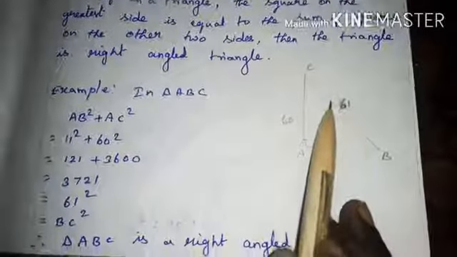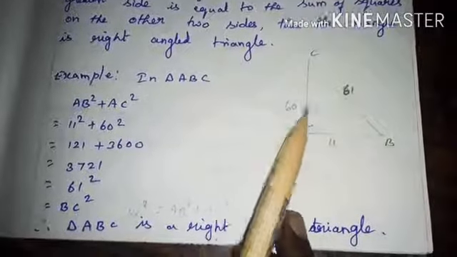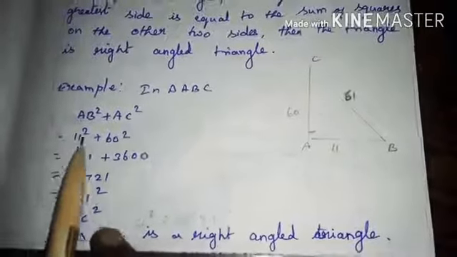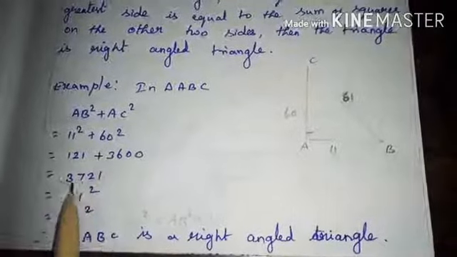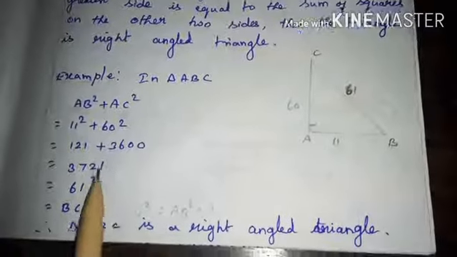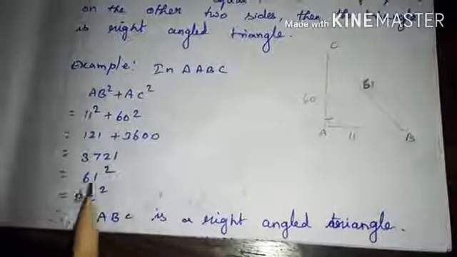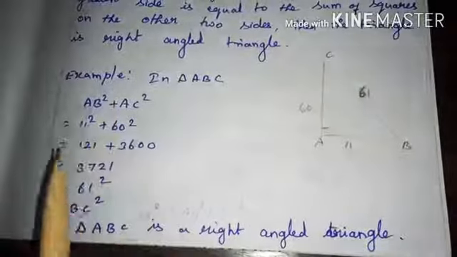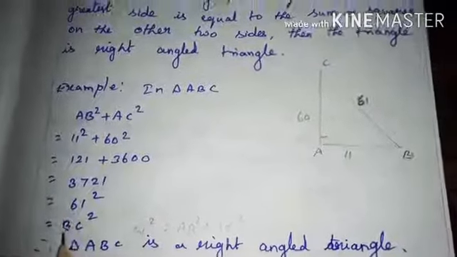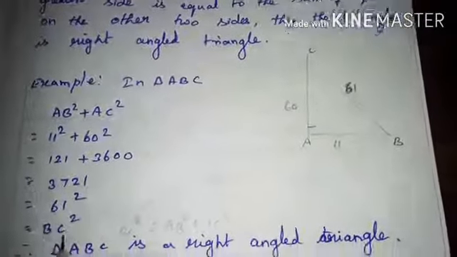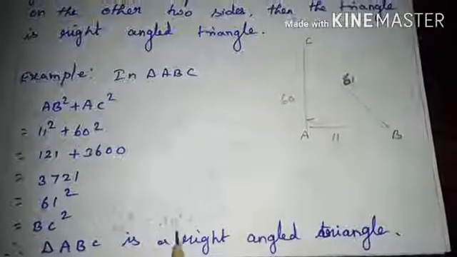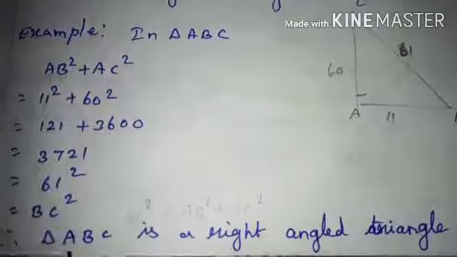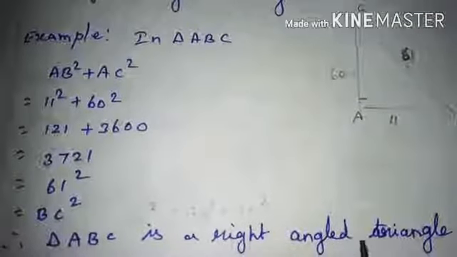Here the greater side is 61 and the other two sides are 60 and 11. If you find the squares for these two, we get 11 square plus 60 square as 3721, which is the square of 61. That is, we can write 61 square. But 61 we took for the side BC, so 61 square can be written as BC square, that is the greater side square. That is, BC square equals AB square plus AC square. Since they are equal, we can say this triangle ABC is a right angle triangle.